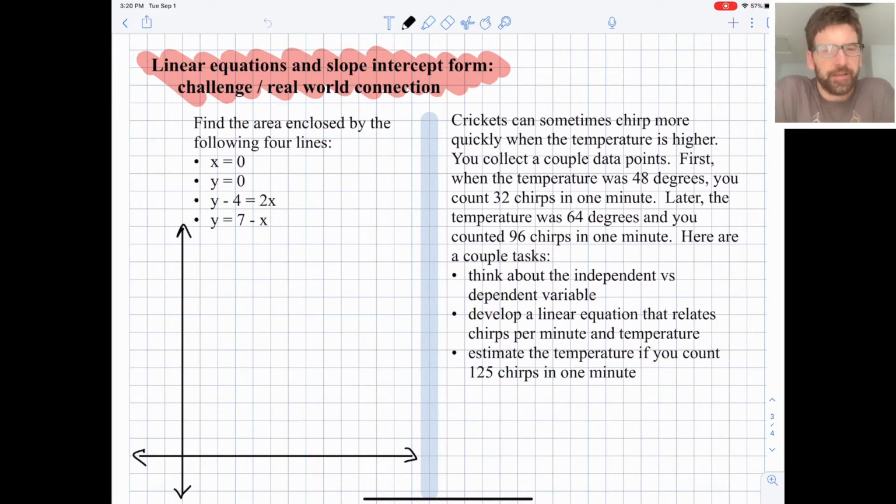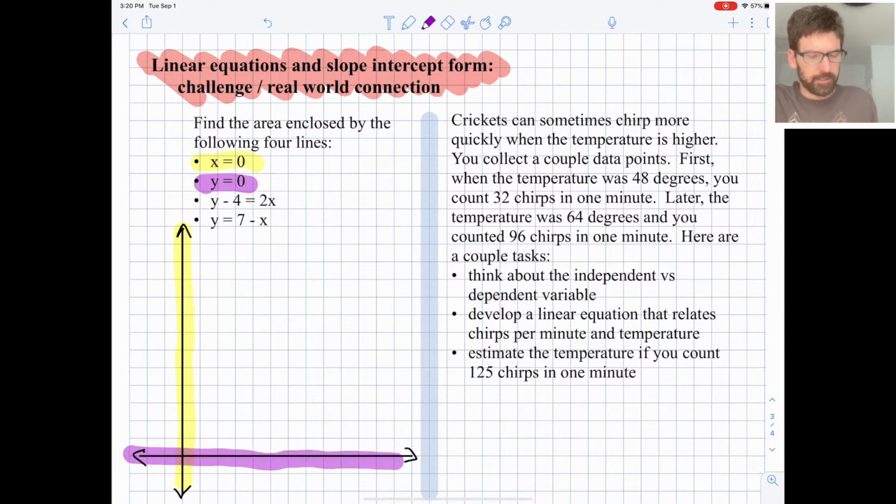So our first problem we'll do on the left: find the area enclosed by the following four lines. x equals 0, y equals 0, y minus 4 equals 2x, and y equals 7 minus x. Okay, let's see here. I'll try to color coordinate a little bit. x equals 0 is the y-axis. y equals 0 is the x-axis. Just looking at the graph, it was set up showing us quadrant 1, so I assume everything's going to be in quadrant 1, but we don't know for sure.